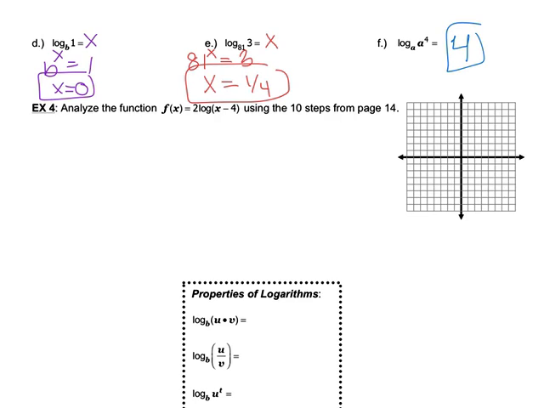I rewrite that as the exponential equation. So 81 is my base, raised to the x equals 3. So 81 to what power equals 3? And again, that seems confusing because how can I raise 81 to a power, meaning multiply 81 by itself, and get a small number like 3? That means we're going in the opposite direction of what we're used to.